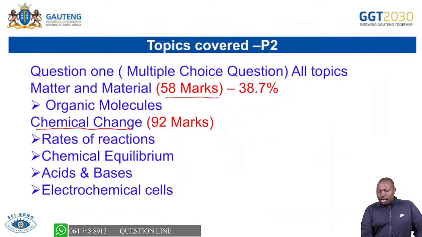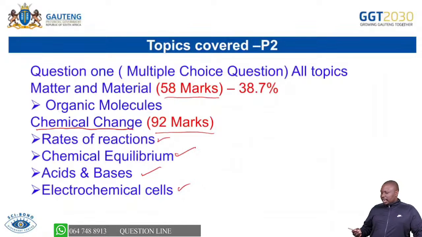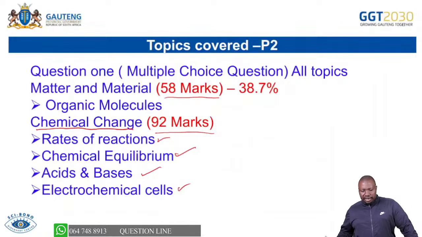When it comes to chemical change, we are saying this is a lot of marks. You will see that you are having more than 61% that you are going to get from chemical change, which is 92 marks plus or minus. So it's very important. And as I've indicated, you will do the rates, chemical equilibrium, acids and bases, and electrochemical cells. I hope we are moving together.